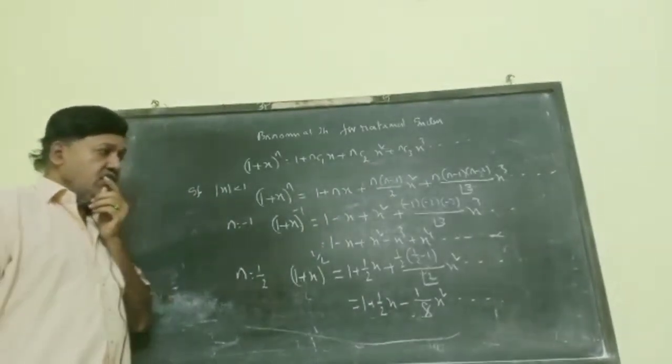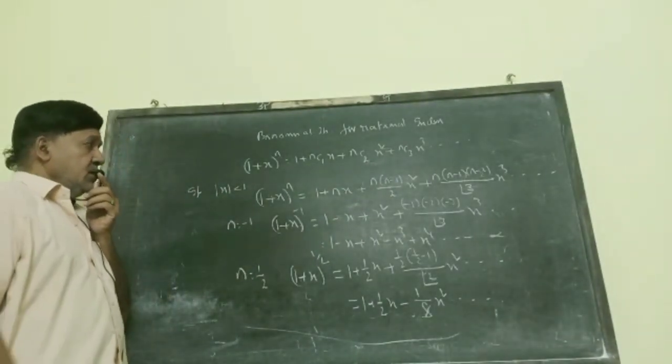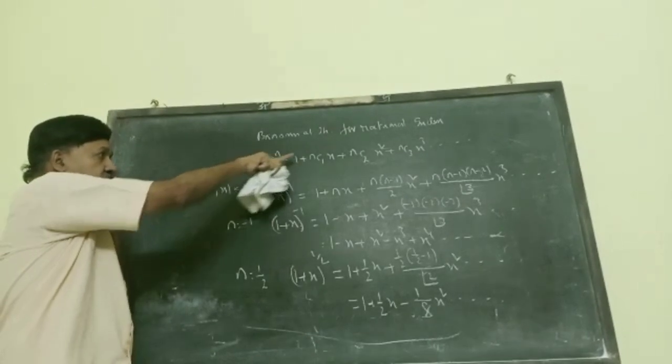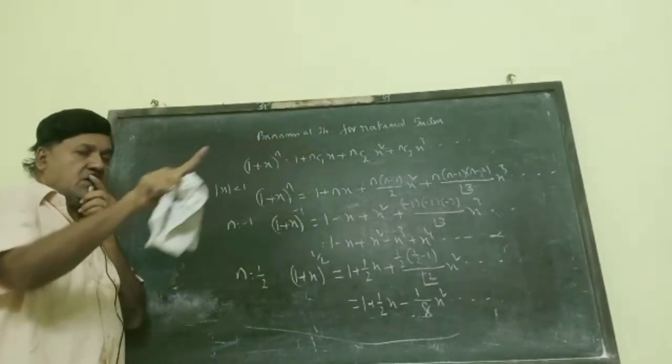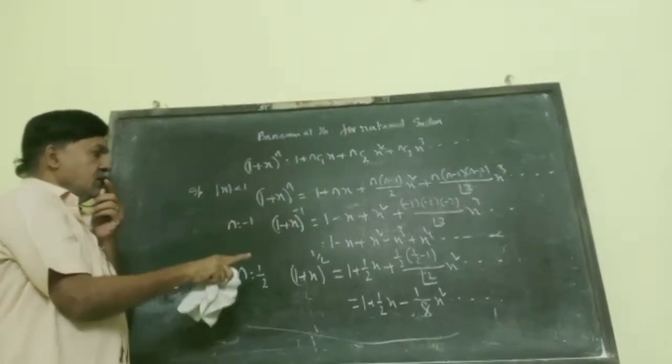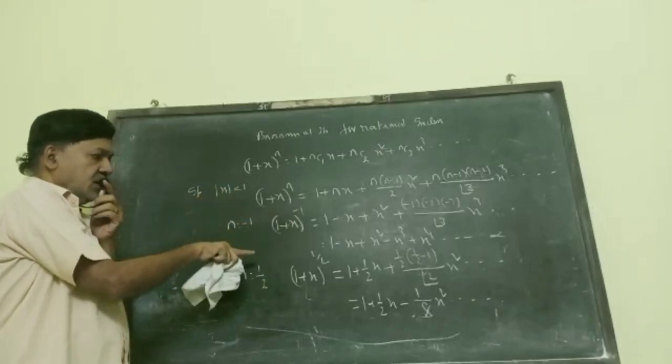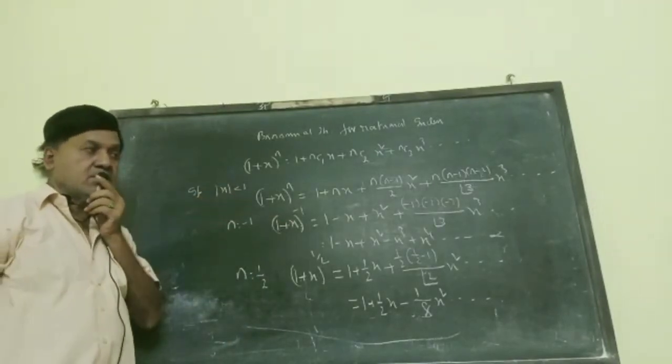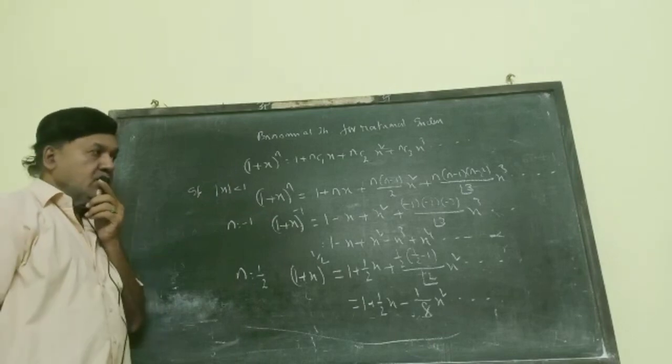So binomial theorem for rational index means, you remember this, nC1, nC2, nC3, all of you know how to write them. If mod x is less than 1, you are at liberty to expand like this. Okay, understood?